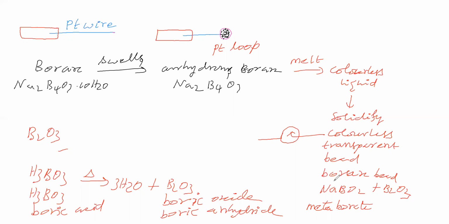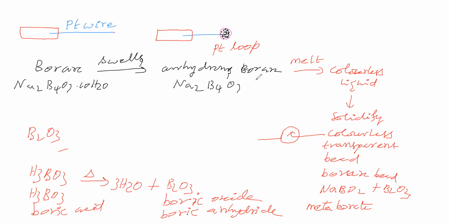We are taking borax. The borax has hydrated water molecules. This borax is introduced into the oxidizing flame. It is swelling. Why is it swelling? It is losing water molecules. The water molecules are evaporating away from the borax, therefore it is swelling. Then it loses the water molecules and becomes anhydrous borax. The anhydrous borax formula is Na2B4O7.